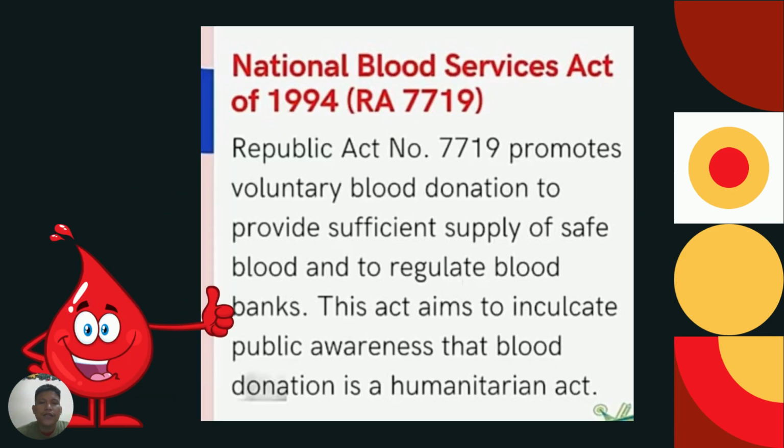Next act is the National Blood Services Act of 1994 or Republic Act 7719. It promotes voluntary blood donation to provide sufficient supply of safe blood and to regulate blood banks. This act aims to inculcate public awareness that blood donation is a humanitarian act. And I encourage everyone, if you are of legal age, you can donate your blood in hospitals and other bloodletting programs.